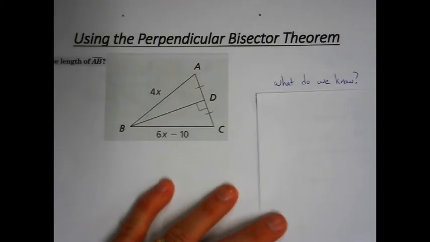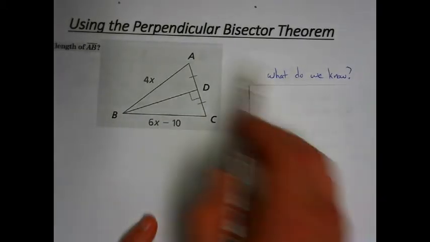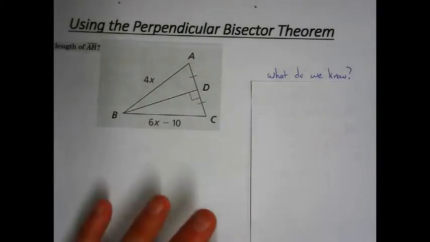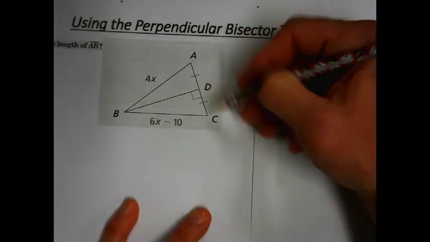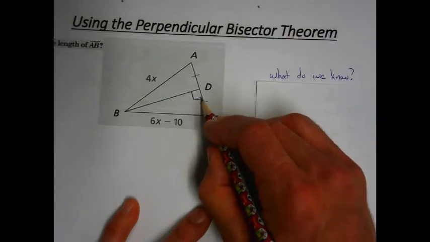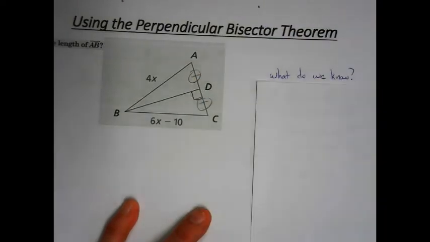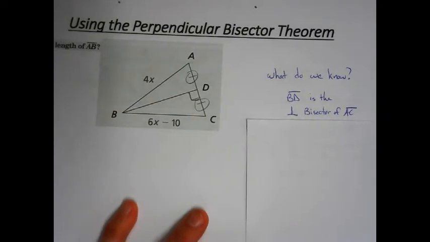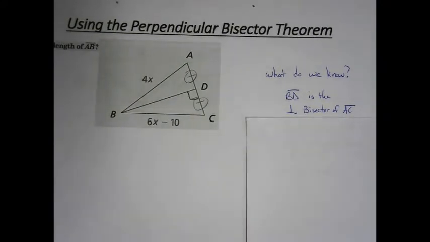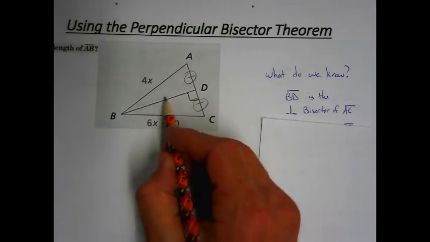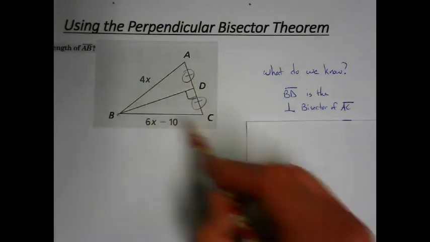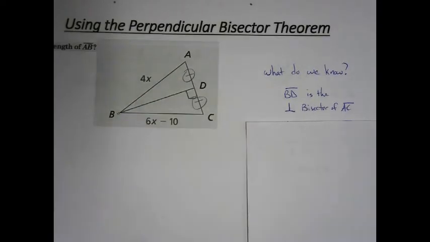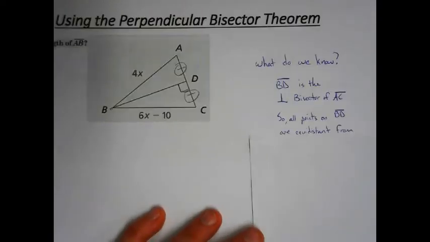We look at the diagram, we have to wonder, what is it that we know is going on in this diagram? And hopefully you see that BD is the perpendicular bisector of AC. Hopefully you can see that. Once you do see that, magic happens. That means any point on BD is equidistant from A and C. But since B is the point on BD, that means from B to A is the same distance from B to C. Okay? BA is the same distance as BC. So all points on BD are equidistant from A and C.